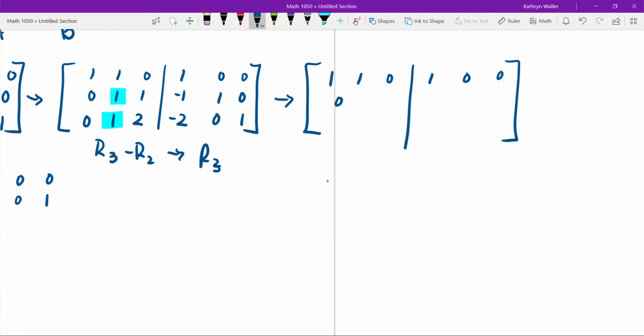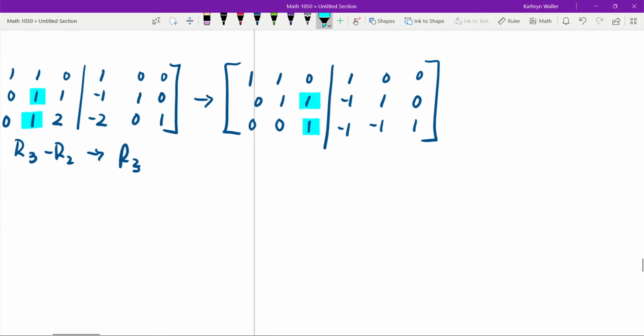Okay, row 2 doesn't change. Row 3 minus row 2. 0 minus 0, 0. 1 minus 1, 0. 2 minus 1, 1. Negative 2 minus a negative 1. That's a negative 2 plus 1, which is a negative 1. 0 minus 1, negative 1. 1 minus 0, 1. The next thing I need is a 1 right there, and I've got it. So after that, it's that one right there.